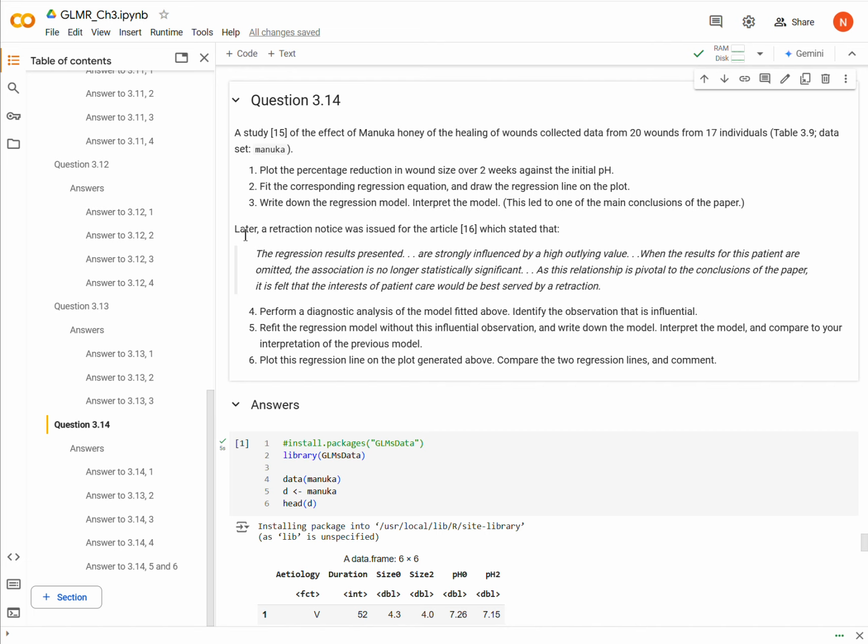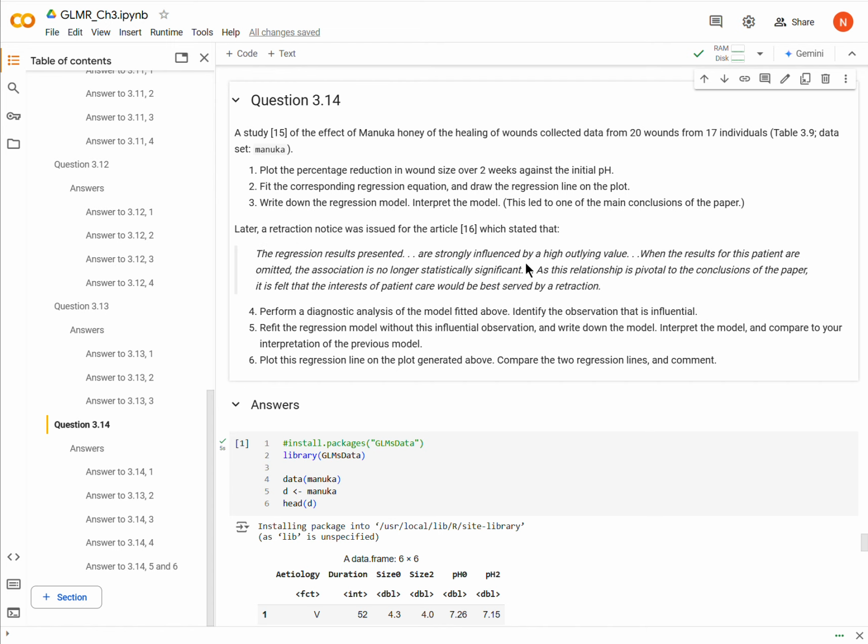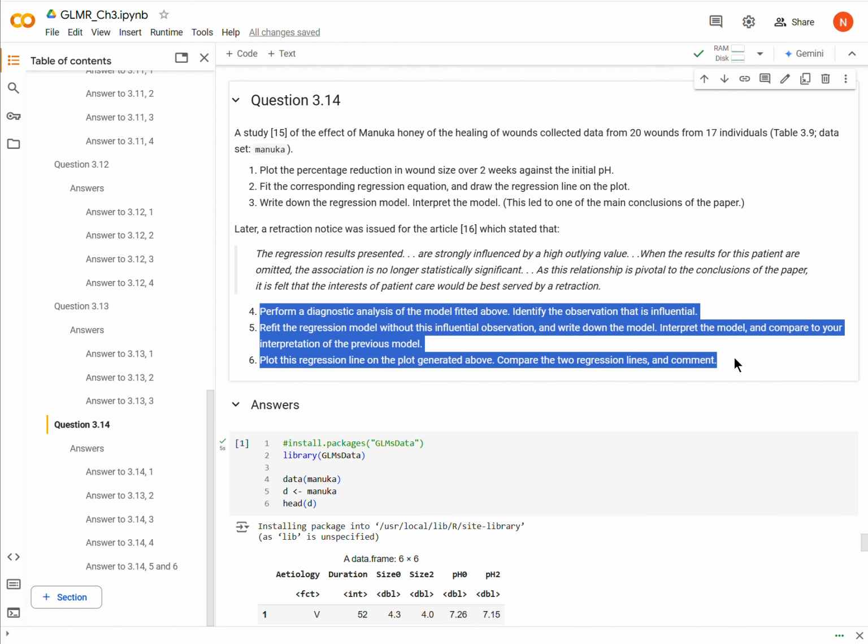Then we're given the information that the authors who put together this data set and presumably wrote a paper on it and had it published later retracted that, because they said their results were strongly influenced by a high outlying value. When the results for that patient are omitted, the association is no longer statistically significant. So they retracted the paper, and then we're asked to do some stuff with the data, again omitting the offending observation, and then compare the two results.